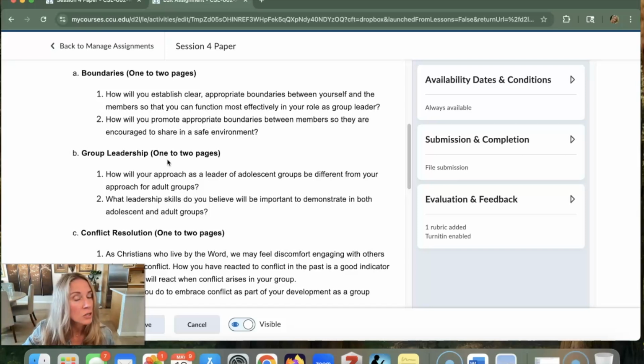So this tells you exactly what you need to explore in each section. So pay attention. Make sure you are fully addressing the prompt. So you need at least a paragraph, if not more, on how you will establish clear, appropriate boundaries between yourself and the members so you can function most effectively in your role as a group leader. So this isn't saying tell what good group leaders do to establish clear and appropriate boundaries. It's saying what will you do? Do you see the difference? I will. It's telling you how to write this paragraph.